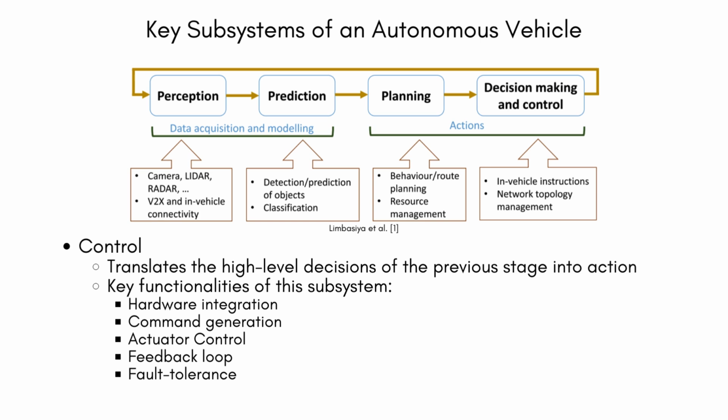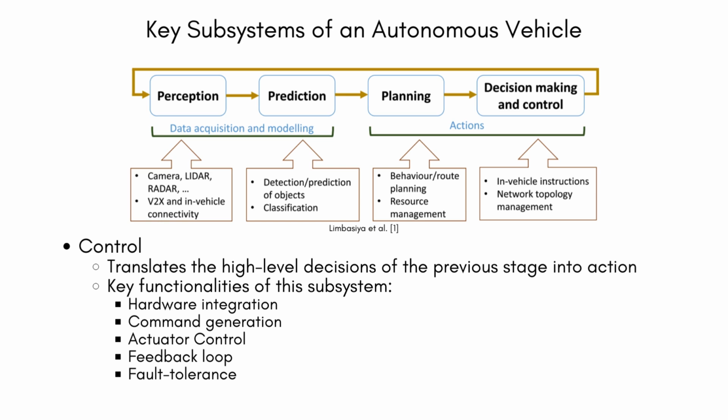Once the plan is set, the control subsystem translates it into action. The control subsystem relies on complex algorithms that translate high-level decisions into low-level control commands. To ensure smooth and safe operation as well as passenger comfort, the control algorithm considers factors such as vehicle dynamics, road conditions, traffic rules. Here are the key functionalities of the control subsystem.